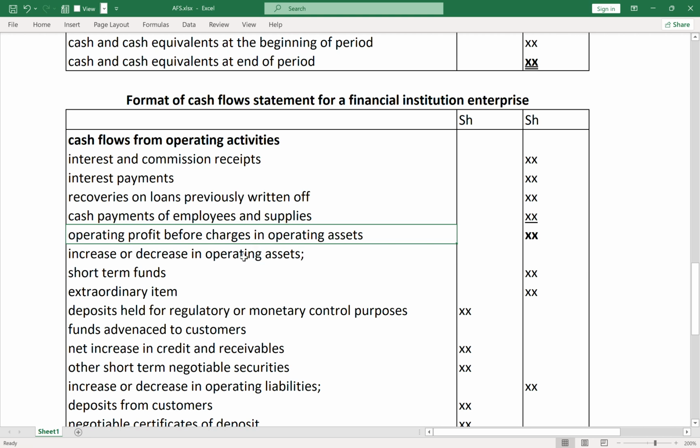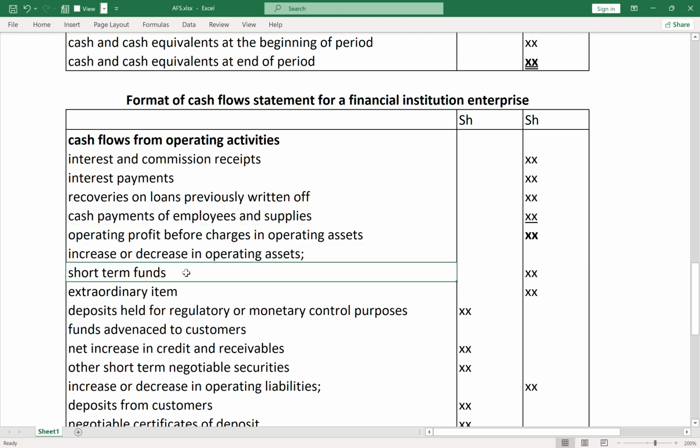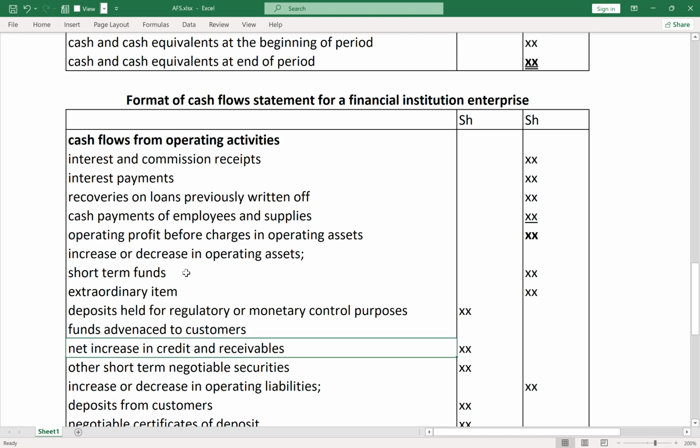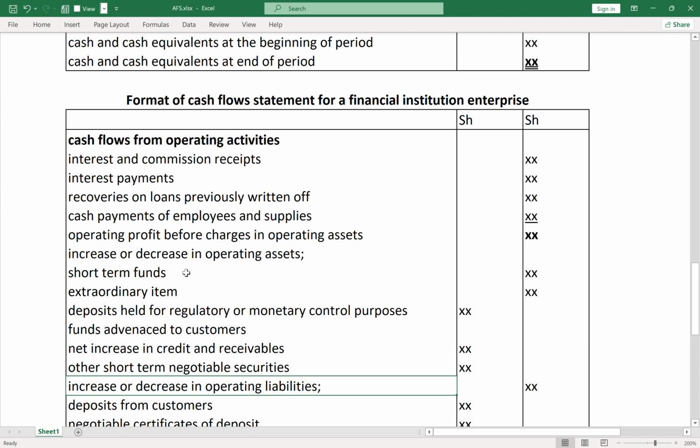Then we are going to get the total operating profit before changes in operating assets. From there we have the increase or decrease in operating assets, where we have the short-term funds, extraordinary item if we have it, the deposits held for regulatory or monetary control purposes. You can also have the funds advanced to customers, net increase in credit and receivables, other short-term negotiable securities. So that now we have the increase or decrease in operating liabilities.